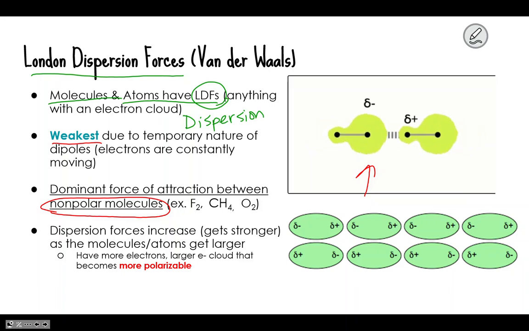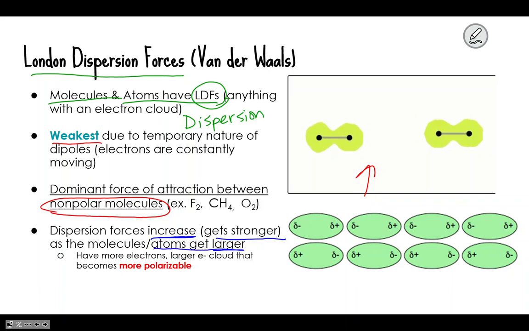One thing to note about London dispersion forces: they increase and get stronger as the molecule gets larger. As it gets larger, it gets a larger electron cloud. More electrons can shift over, so it creates a larger temporary dipole. We call that being more polarizable. The larger the shift, the stronger the force gets.